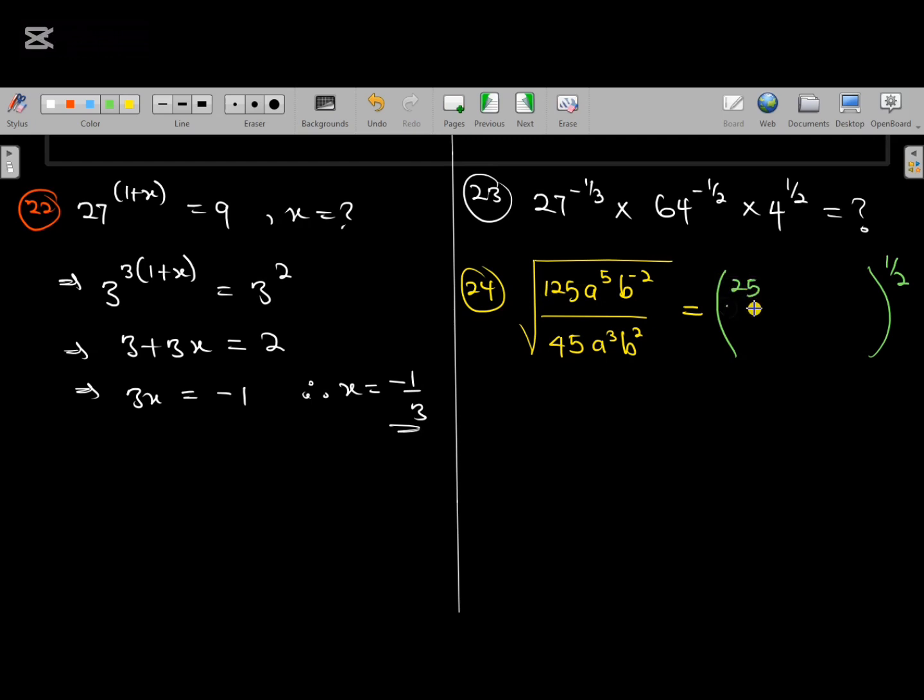5 can go here to give us 25, all over 5 can go into 45 to give us 9. Okay, let's use multiplication, and then we go to A. A is going to be A to the power of 5 minus 3, which will be 2. Then we multiply again by B. Okay, so B will be to the power of minus 2 minus 2 again, and that will give us minus 4.